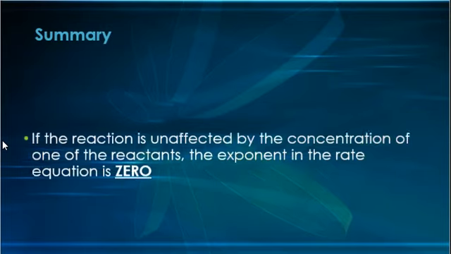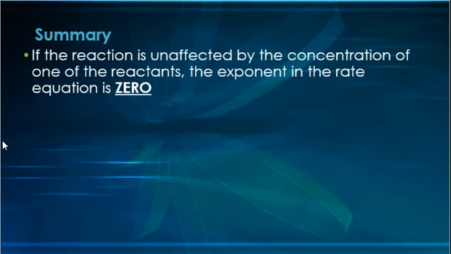Summary. This is at the bottom of your page there. If the reaction is unaffected by the concentration of one of the reactants, the exponent in the rate equation is 0. You're just going to put a 0 there or write the word 0. It's at the top of the next page. Is that where it is? There's just blanks to fill in.